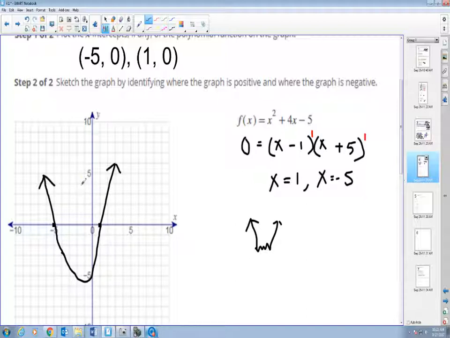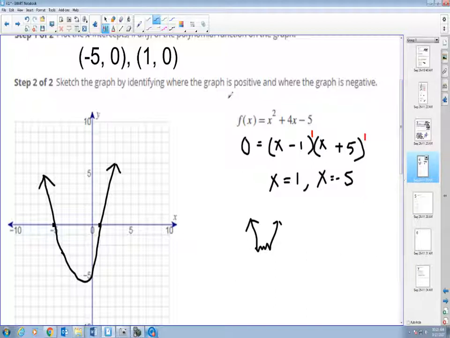Since this parabola is an even function, I could actually find other coordinates to help me sketch. So I want to show you how we can graph this just by thinking about the leading term test and the even and odd function.